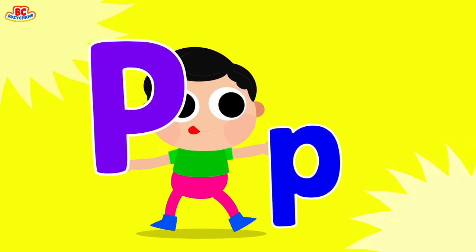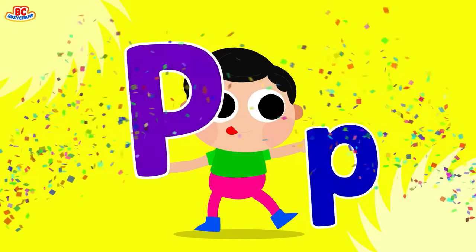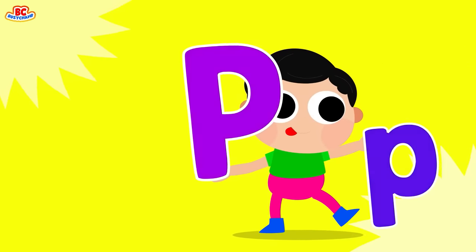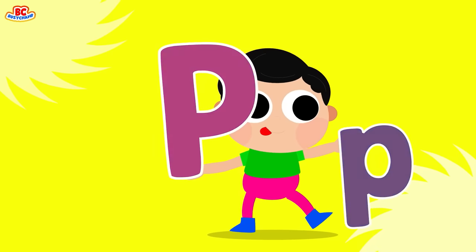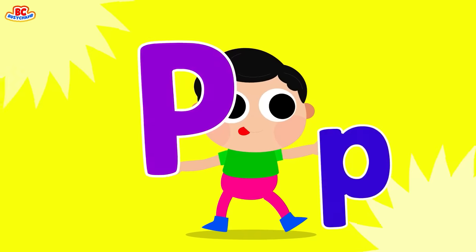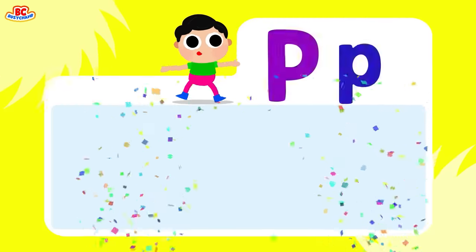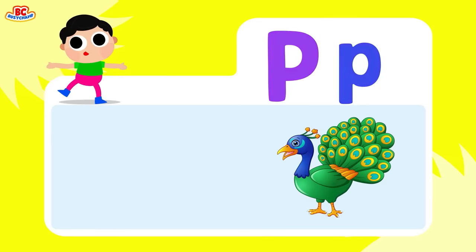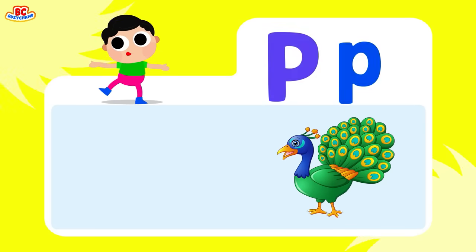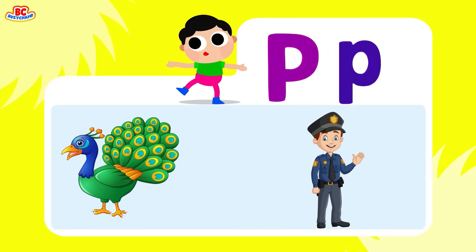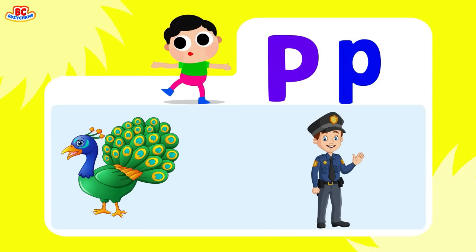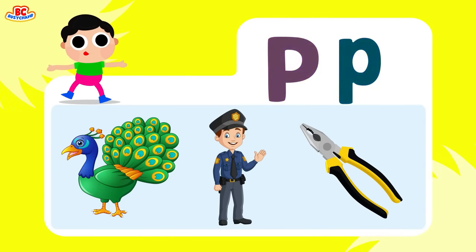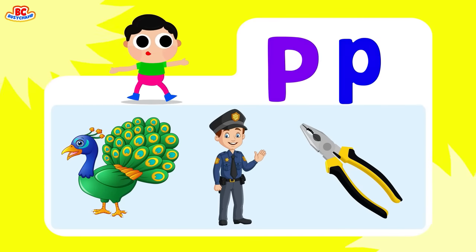Which alphabet can you see in my hands? I have the letter P in my right hand and it sounds P in my left hand. And there are so many words that begin with letter P. P called peacock. Peacock. P called policeman. Policeman. P called pear. Pear.